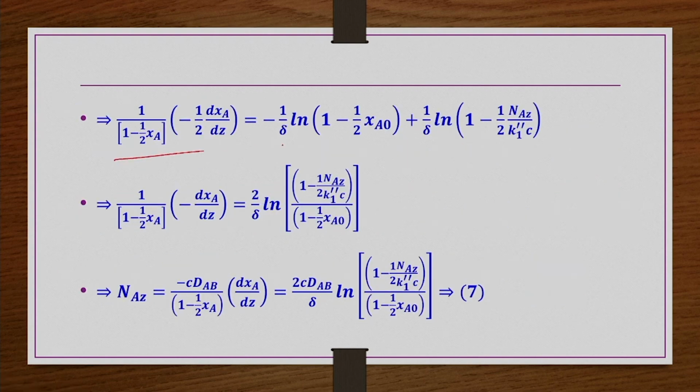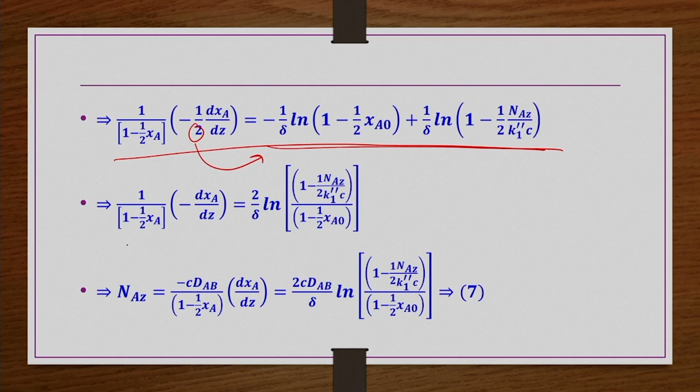So, the same equation is written here again, and then what we have done? We combined these two terms after taking these 2 also to the right hand side. So, 2 by delta we are having an ln of 1 minus 1 by 2 naz k1 double prime c divided by 1 minus 1 by 2 x a naught, right.